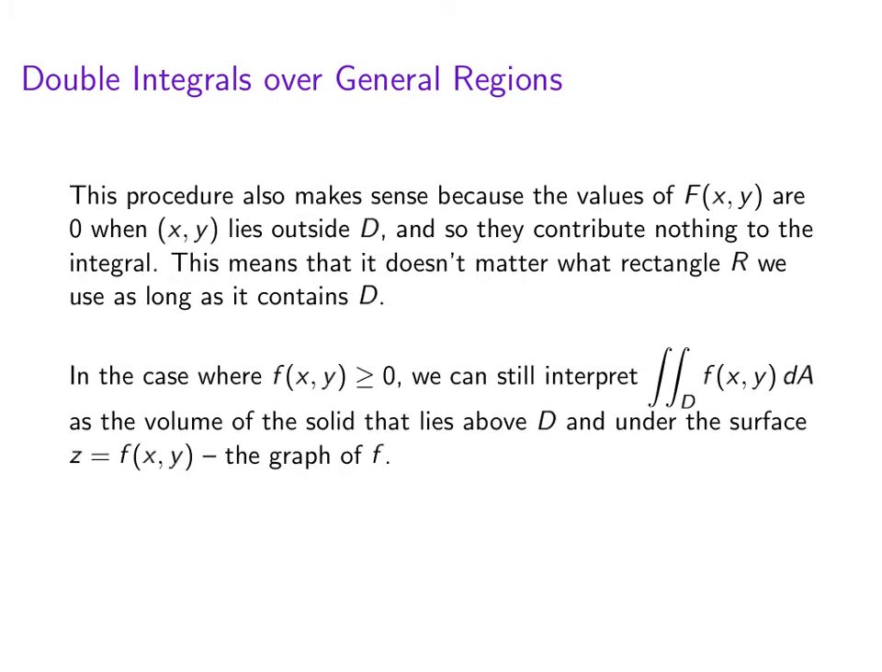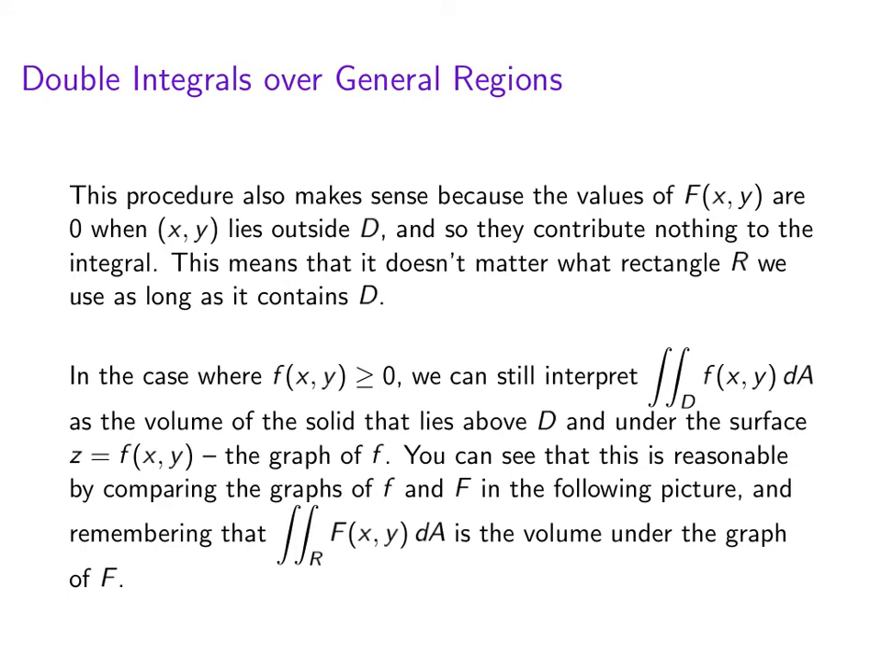Now, in the case where f of (x,y) is bigger than or equal to 0, it's still possible to interpret this double integral as the volume of the solid that lies above D and under the surface z equals f of (x,y). That's the graph of f. All of this should make sense based on the following picture, and just keeping in mind that the double integral over R of big F is the volume under the graph of f.